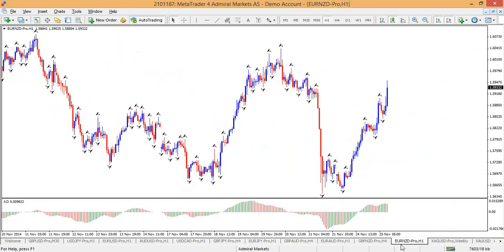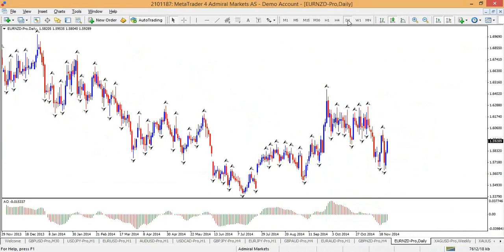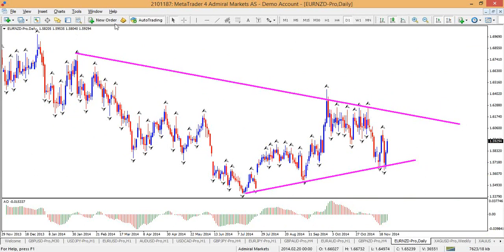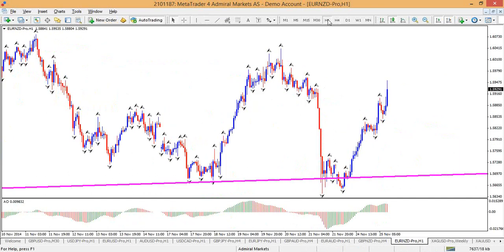Good point. Euro New Zealand? And then I guess we'll wrap it up. Cheers, Bob. See you soon. Let's see. This is the Euro New Zealand support line here. Trend line here. But awkward, these up and down spikes.